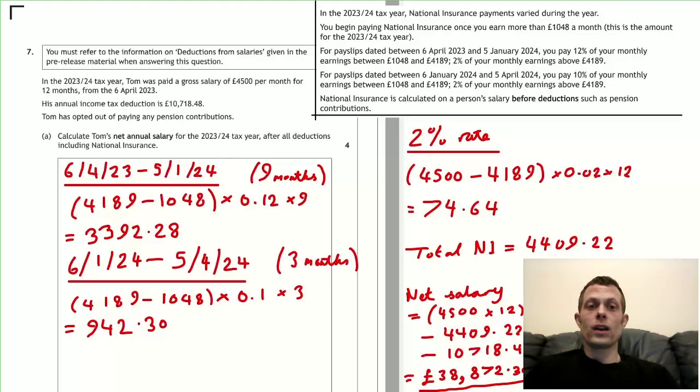Now we'll just make a note here that it's not a mistake that the tax rate is lower at higher bands. So people think it's wrong because they think 2% is less than 12% or 2% is less than 10%. That is actually how national insurance is calculated, unlike income tax, where the tax rates go up in higher tax bands.